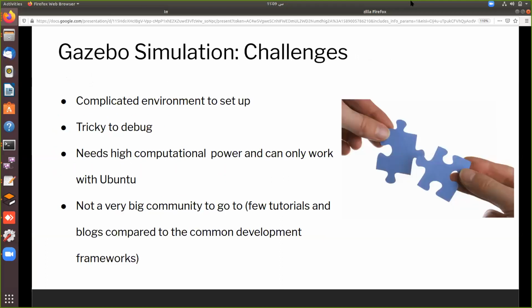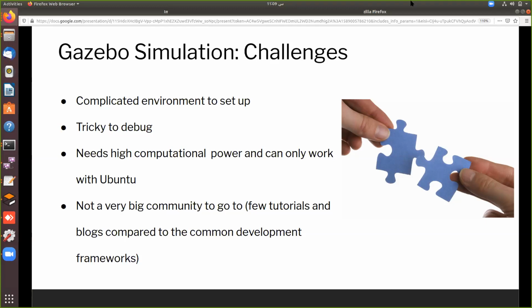However, Gazebo comes with its own drawbacks. These are mainly having a complicated environment to set up, where although it gives us many options to add to our training environment, the process can be tedious and overwhelming, which also means it's tricky to debug. Having these many options also means that we need high computational power to visualize the simulation, as well as being limited to the Linux operating system, which is the only operating system that supports ROS.